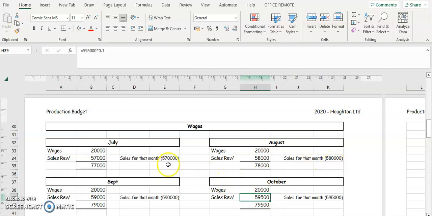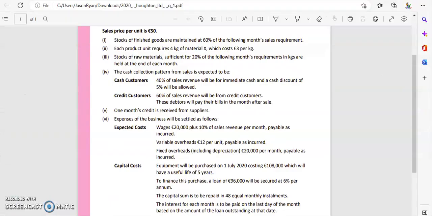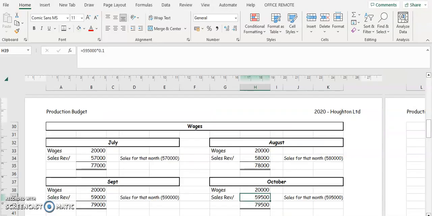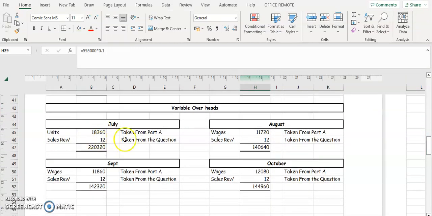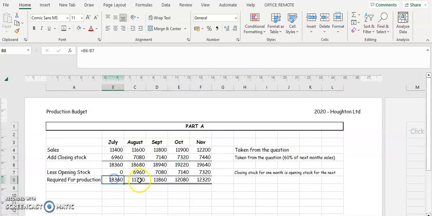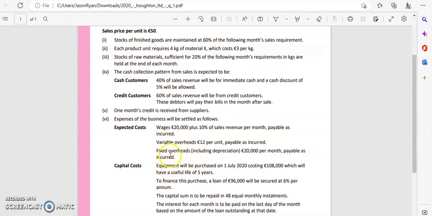These figures here are taken from the total sales, which is the units multiplied by the 50 euro. The next part then, as we work down along, is variable overheads, 12 euro per unit, payable as incurred. So that is going to be another working. These units that we need to produce are taken from part A. So we know from part A we've workings done of how many units need to be produced for each month. Don't take the units that are given in the question, because they're the units that we're not producing for each month. So it's asking us for the variable units that we need for each month.